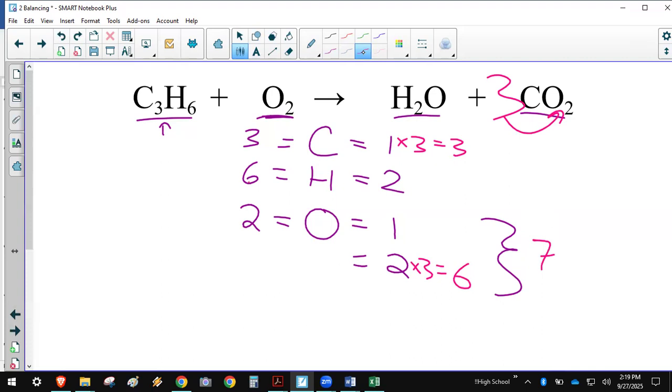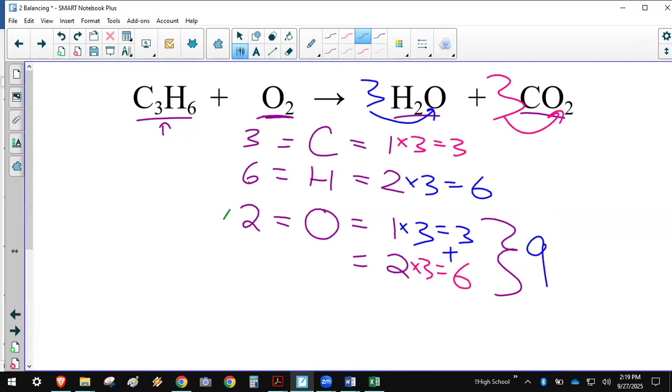Hydrogen, I have 6 on the left-hand side. I'm going to have to multiply this 2 by 3 just to get to 6. So I'll put a 3 out front. And that 3 is going to directly affect the single oxygen. So if I multiply that by 3, should work out. I end up with 3. And then I end up with 3 plus 6 gives me 9. Now that is not great because I can't multiply this 2 by anything, have a whole number, and get 9. And we only ever want whole numbers in our balanced chemical equation.